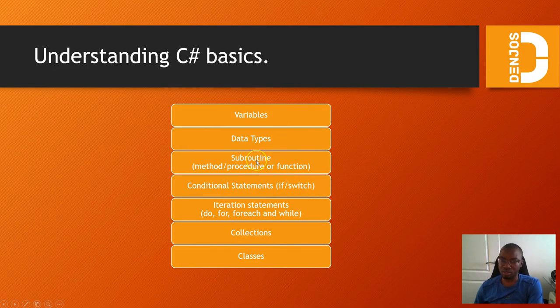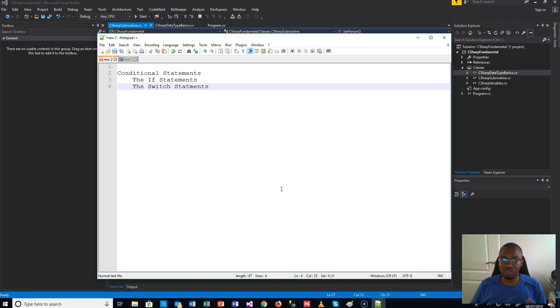We just talked about subroutine, data types, and variables, and now we are digging further into conditional statements, meaning I will be demonstrating in code the if and the switch statement. All right, so let's go write some code. The first thing to write should be the if statement, and then later we'll move over to the switch statement.